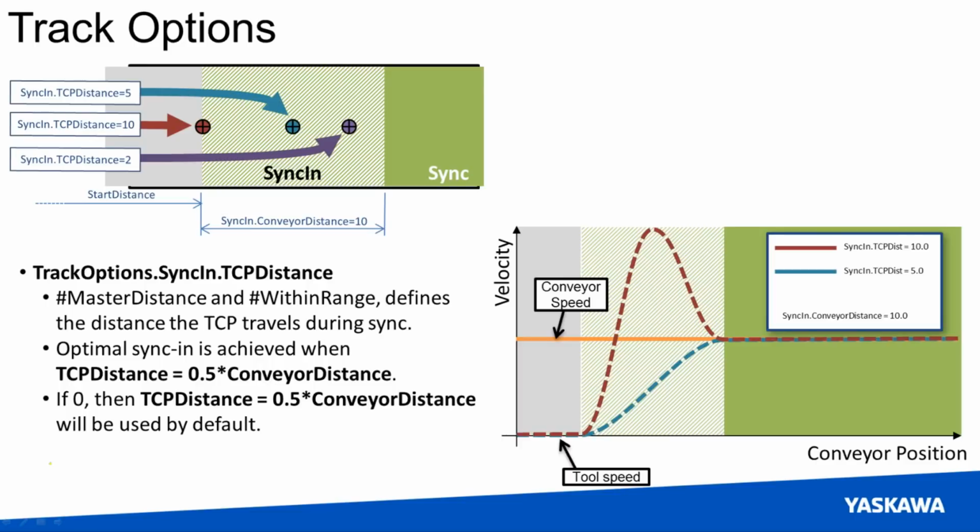This means I have a long time to sync in, and it may actually even cause the tool center point to go backwards before it goes forward to catch up on speed. Ideally, optimally, you'd want it right at that halfway point. That gives you the most time to catch up without overspeeding the conveyor. And that is also the default case.